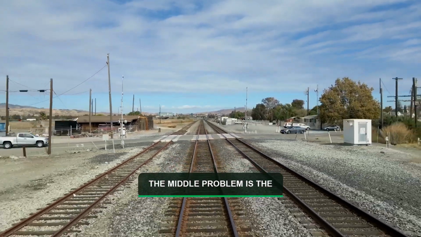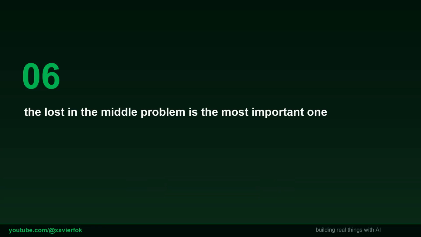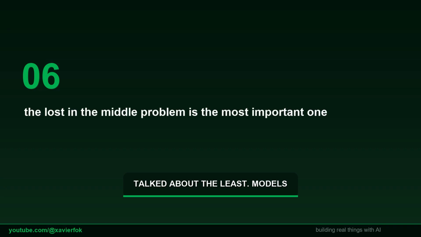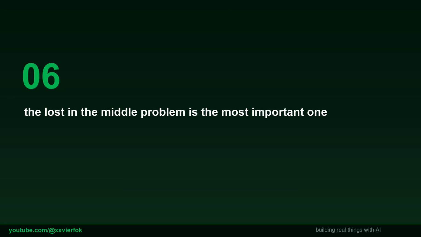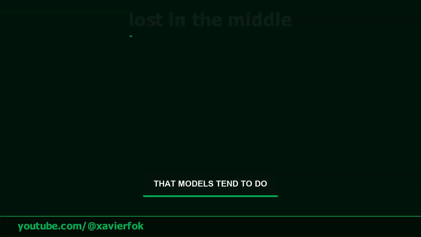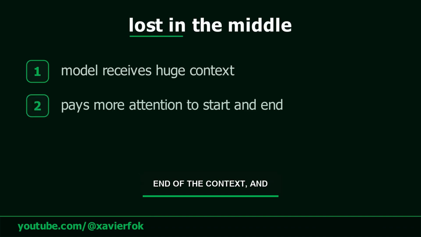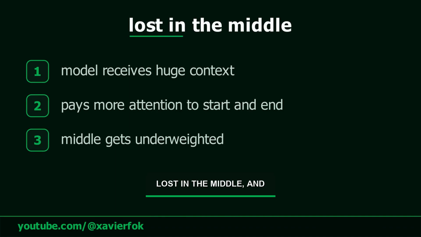The lost in the middle problem is the most important one. And here is the problem I think matters most, and the one that gets talked about the least. Models do not pay equal attention to everything in their context. Research has shown, and my own experience confirms this, that models tend to do better with information that is near the beginning or the end of the context, and worse with things buried in the middle. This is called lost in the middle, and it is a real, documented failure mode.